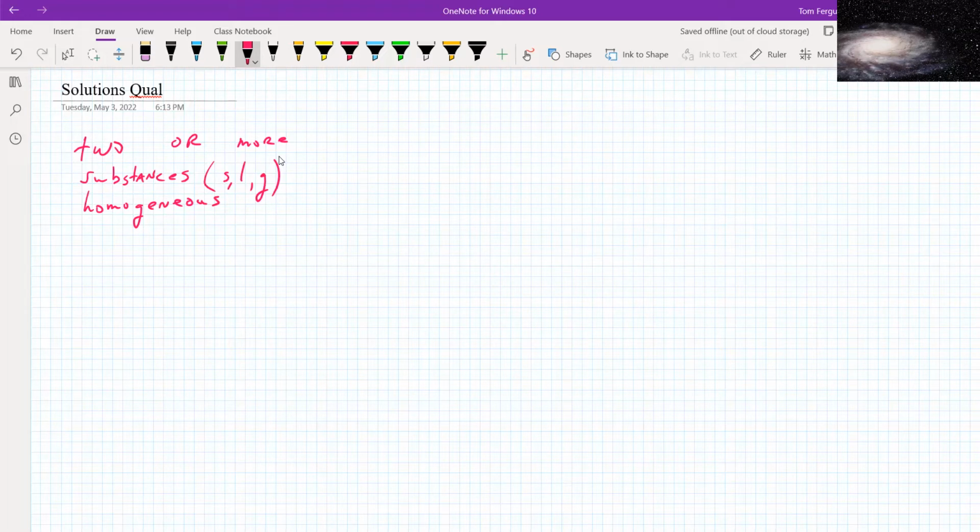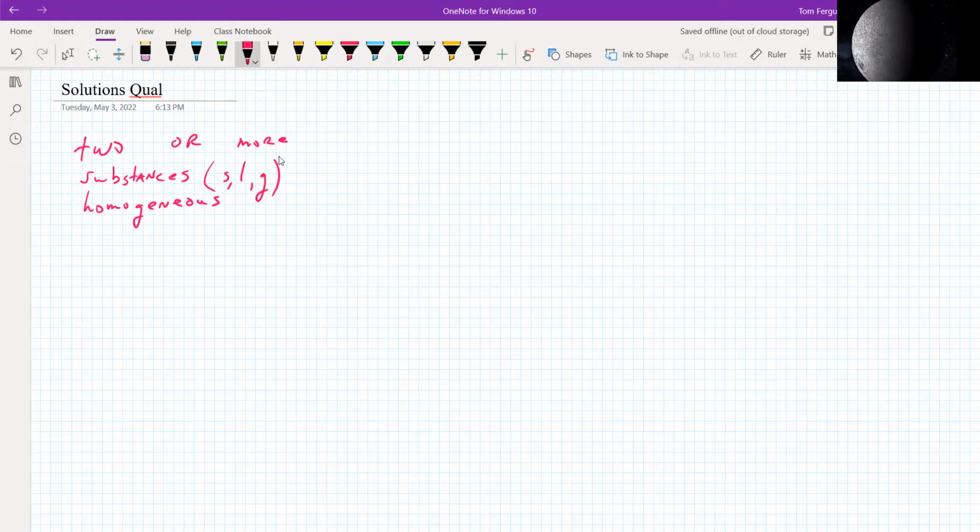Sugar and water. Sugar and coffee. Gold and copper. Solution. You can't tell them apart. So a solution could be solid, liquid, gas. We mainly focus on the liquid part. And it has to be homogeneous. For example, oil and water. It's not a solution because they're not homogeneous. Heterogeneous.